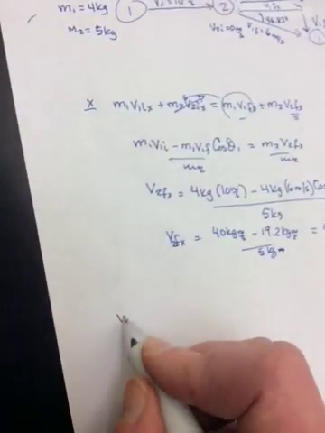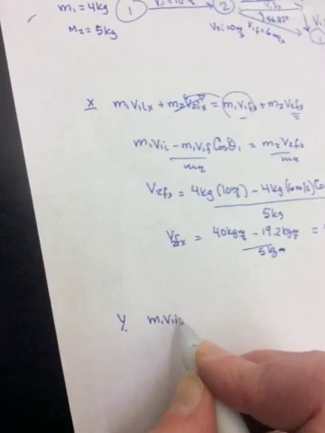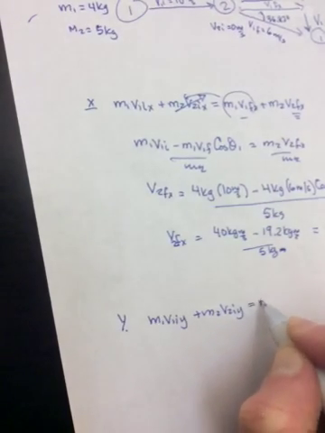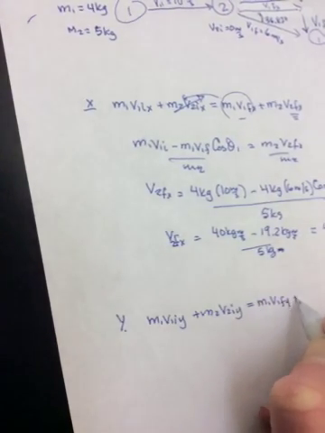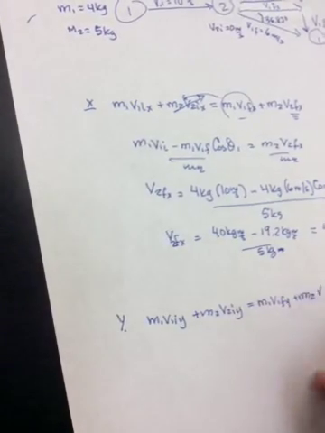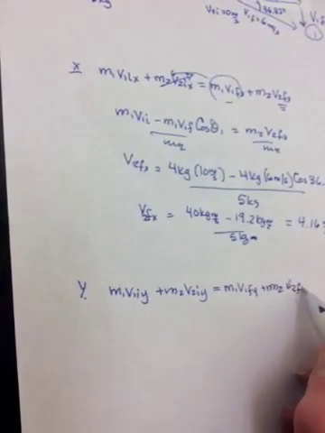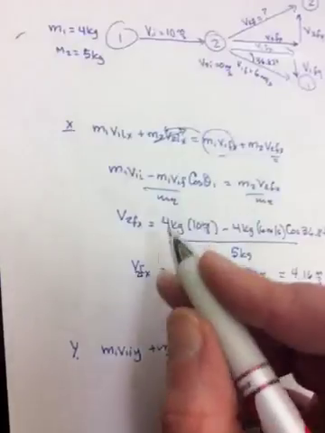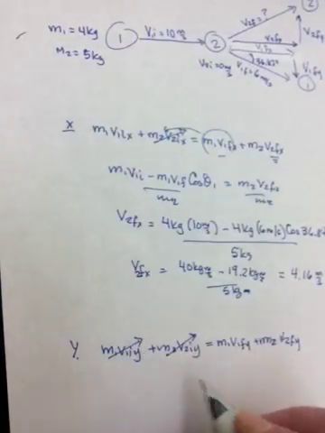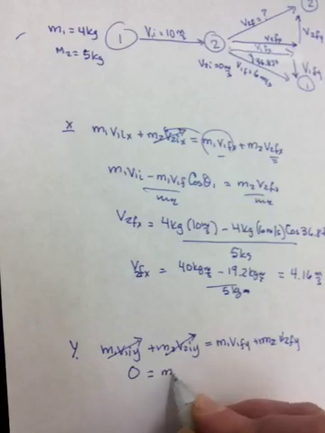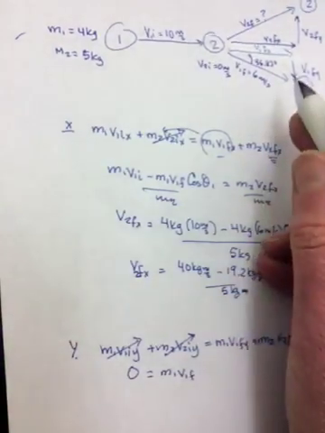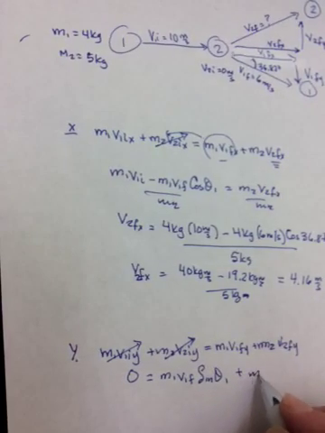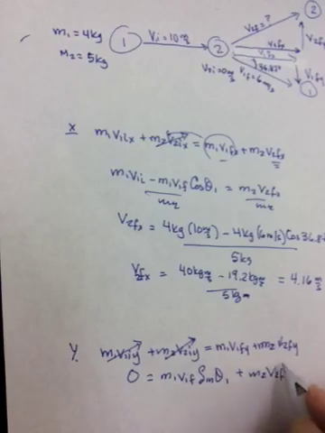So then we're going to do it in the y. So M1 V1 initial y plus M2 V2 initial y will equal M1 V1 final y plus M2 V2 final y. Now if you look at the diagram in the y direction, initially M2 is still not moving, but M1's not doing anything in the y, so it goes to 0. So we have 0 equals M1 V1 final y, the sine theta 1, plus M2 V2 final y, which we're trying to look for.